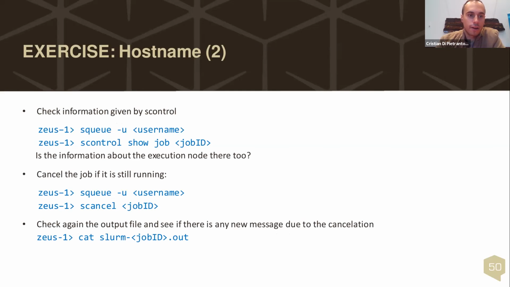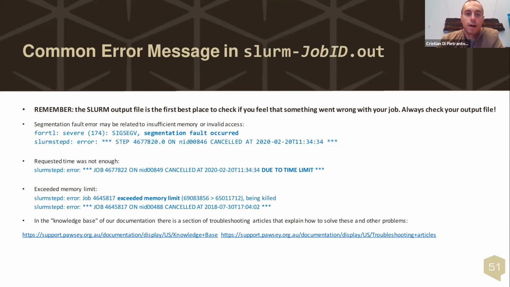Then you may have some outputs, some errors, and these errors will be shown in the output file. Some common errors may be segmentation fault, usually due to invalid memory access or not enough memory assigned to the job. Another common error is exceeding the time limit. If your program runs for more than usually 24 hours, or the time limit you impose, it will be killed, and you will see the error: job canceled due to time limit.